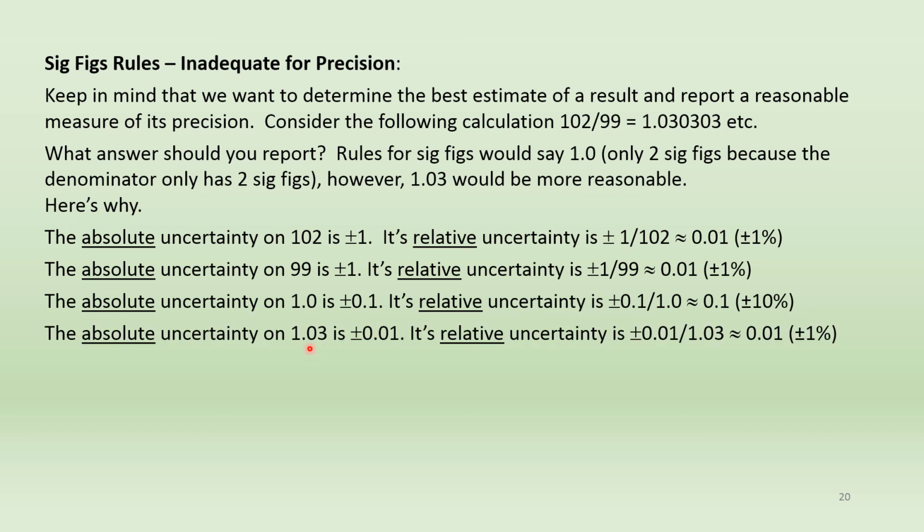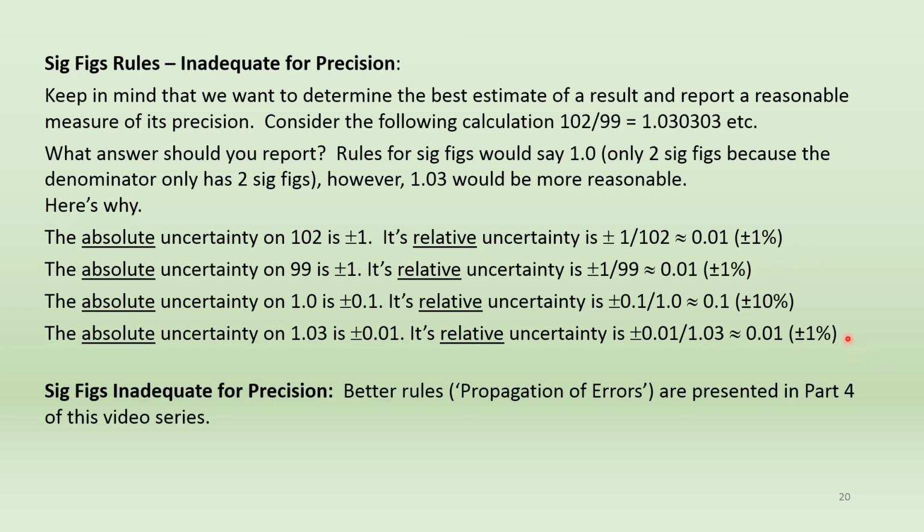If, however, you report your number to 3 sig figs, you put 1.03, now the absolute uncertainty on the smallest unit is in the hundredths position. It's plus or minus 0.01. Its relative uncertainty will be 0.01 divided by 1.03. Again, about plus or minus 1%. We're back in the similar range to what we'd expect. So again, sig figs, although we've just learned how to handle them, they're not always adequate for precision. There is a better set of rules called the propagation of errors, and that's presented in part 4 of this video series.